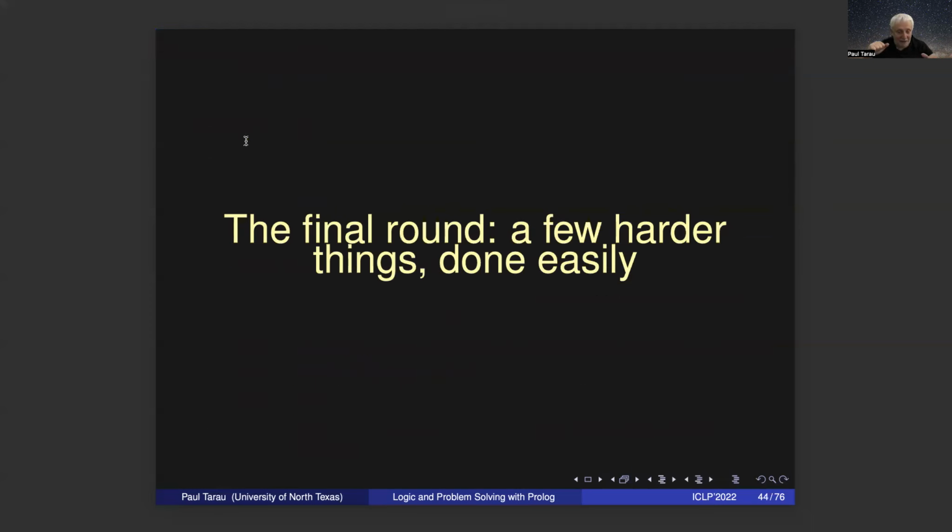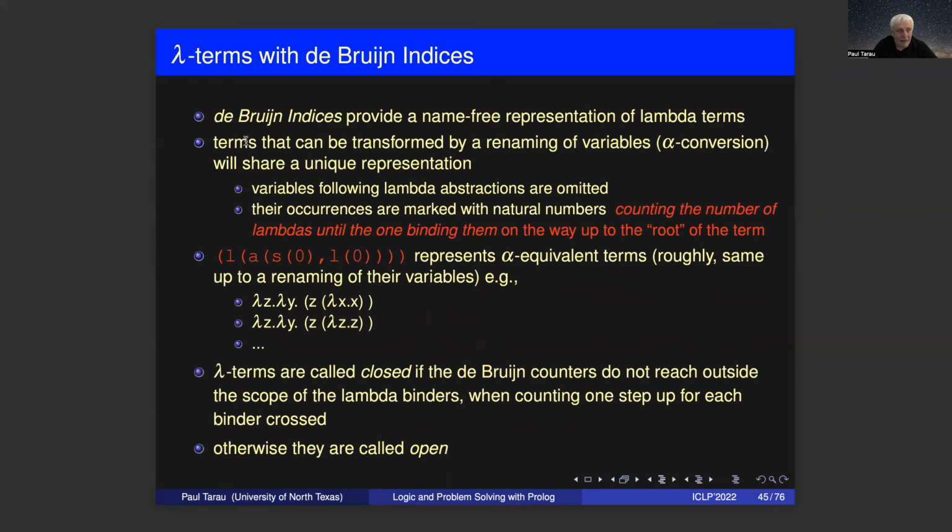Well, let's get now to the final round, which has a few harder things, but hopefully with the expressiveness that Prolog provides, done easily. Start with lambda terms and De Bruijn indices. De Bruijn indices provide a name-free representation of lambda terms. Terms that can be transformed by a renaming of variables go in the same equivalence class. That operation is called alpha conversion, and the equivalence classes are alpha equivalence classes.